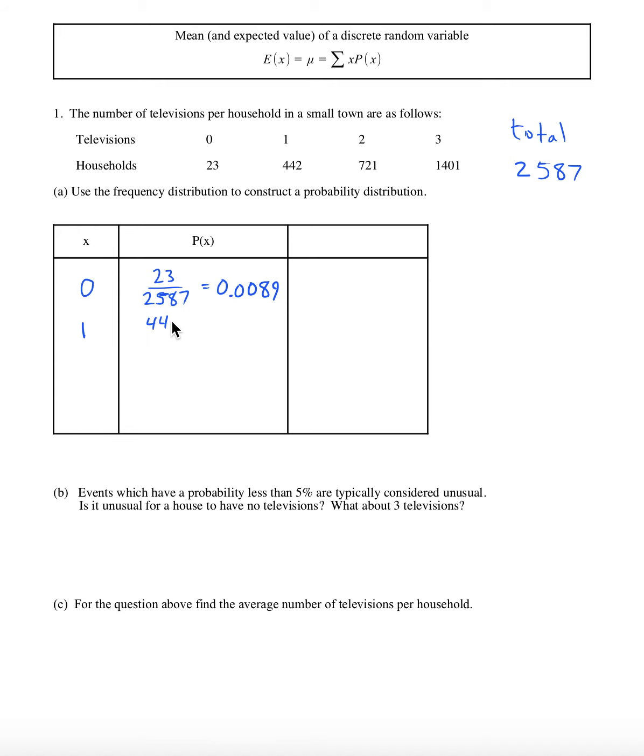Those that said one television have a probability of 0.17. 709.